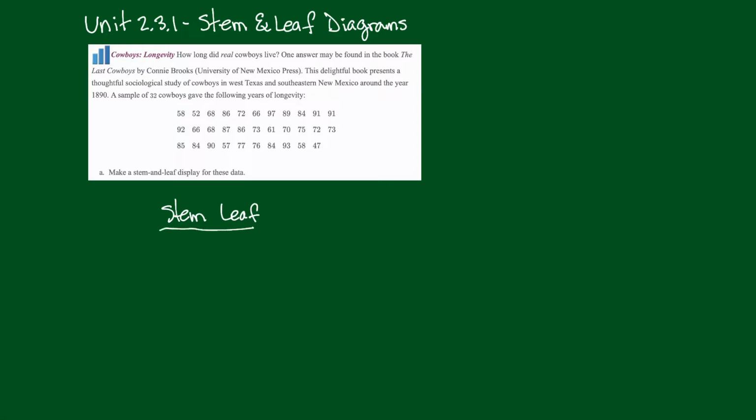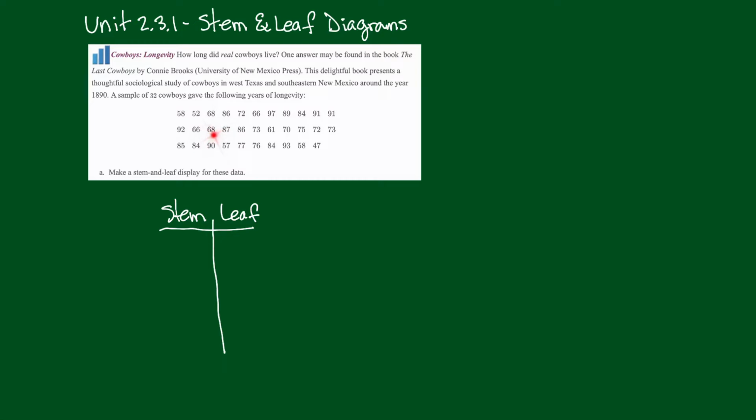Now, look at your data. What I've got here is I see 2-digit numbers. So I'm going to make the stem the tens digit and the leaf the ones digit. So look at what we have. Go through and see for the smallest to the biggest. We've got a 5, a 6, an 8, a 7, 9, 9.